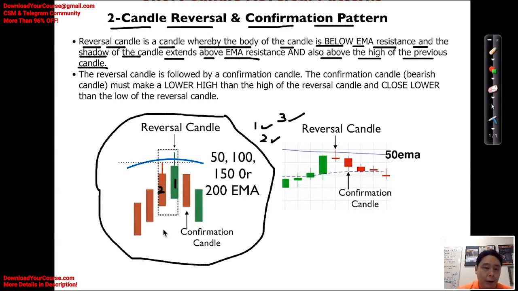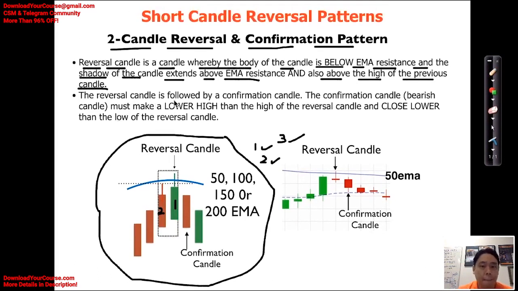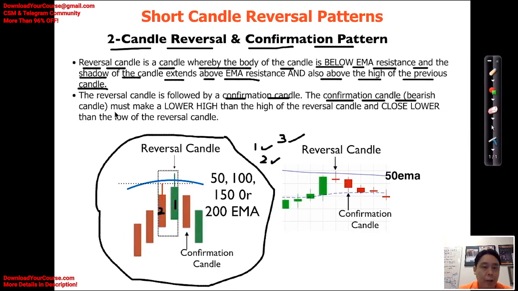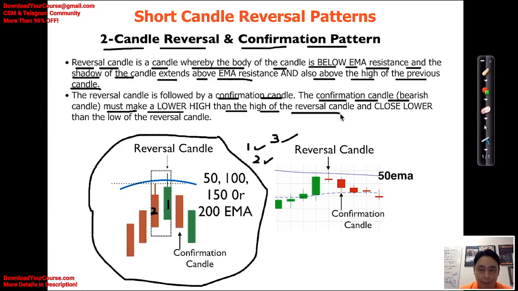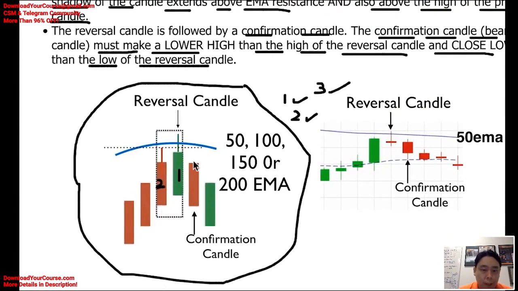So once you've got the three criteria, it's a valid two candle reversal pattern. Now, the reversal candle must be confirmed by a confirmation candle. When you're going short, the confirmation candle obviously must be bearish. It should be a red candle. And this bearish candle must make a lower high than the high of the reversal candle and close lower than the low of the reversal candle. Let's look at it step by step. Is this a confirmation candle? Well, it must be bearish, right?